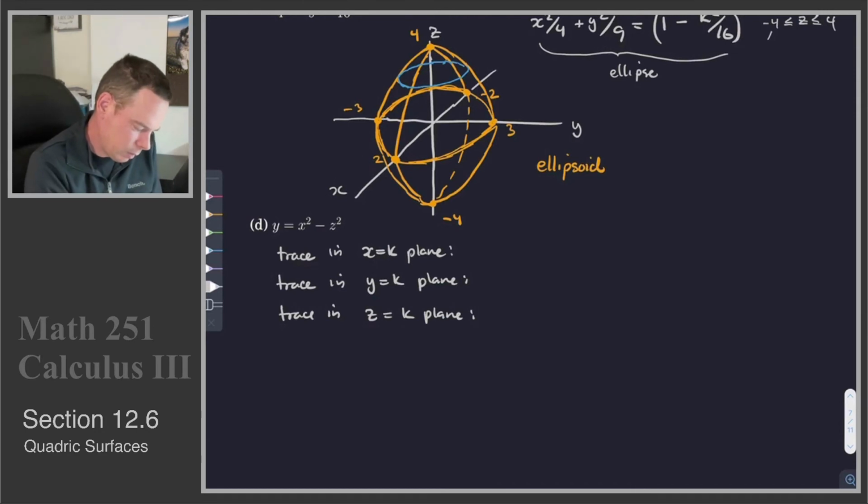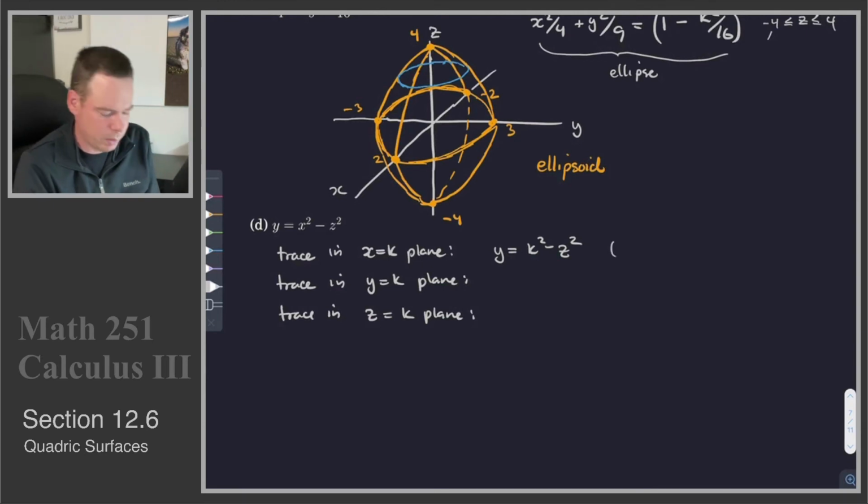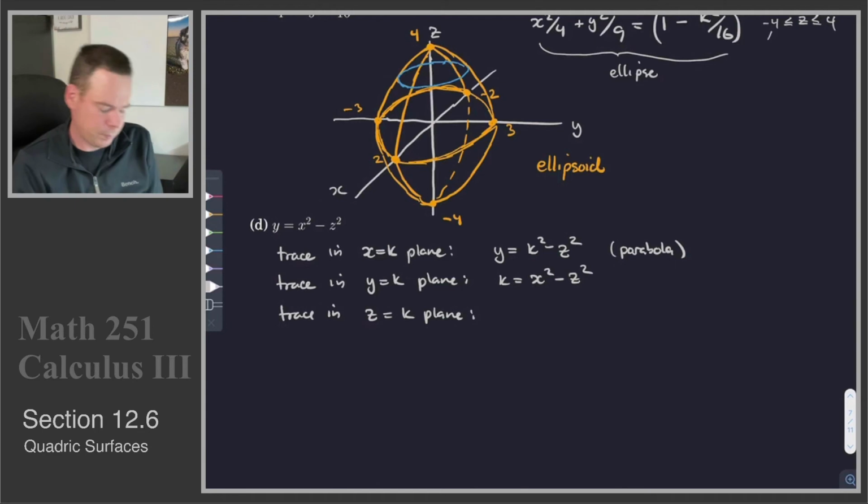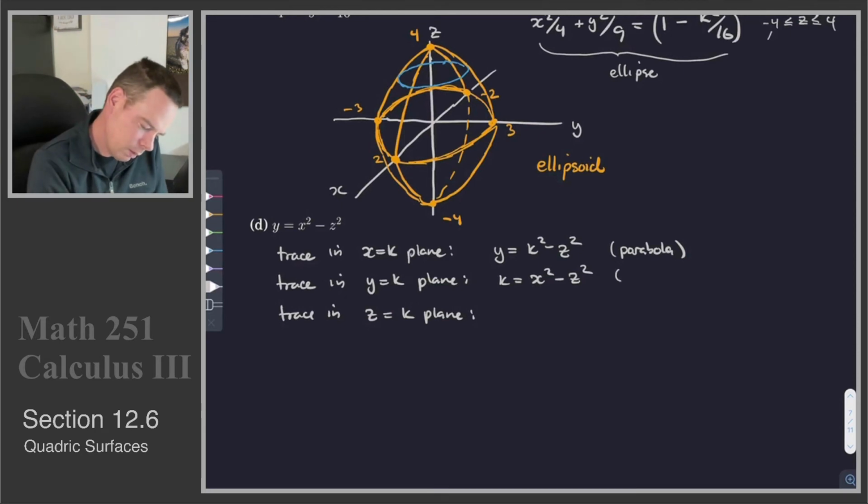When x is equal to k, we get y is equal to k squared minus z squared. Think about what kind of shape that is. This is in a plane that's parallel to the yz plane. So what kind of shape is this? Well, it's y is equal to a square in z, so this is a parabola. And then we've got k is equal to x squared minus z squared. So this is a curve of the form x squared minus z squared equals a constant. This is a hyperbola.